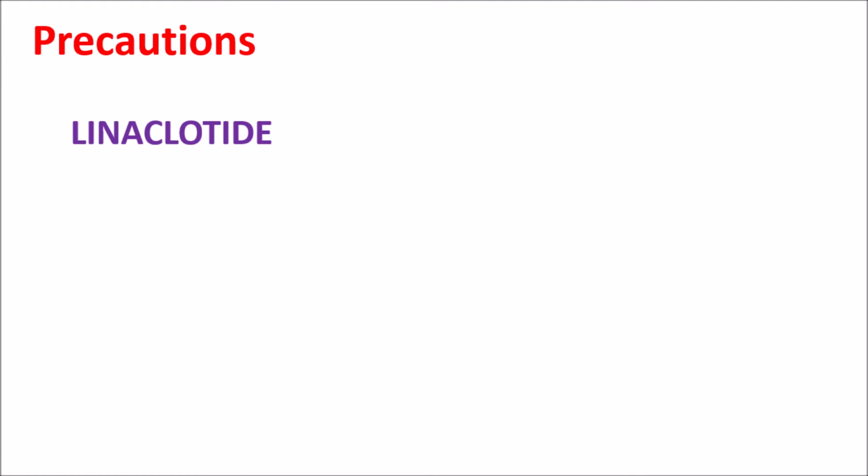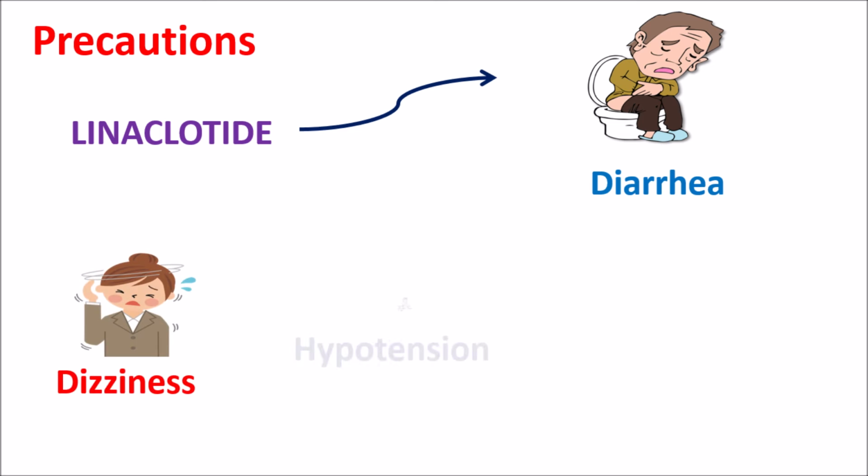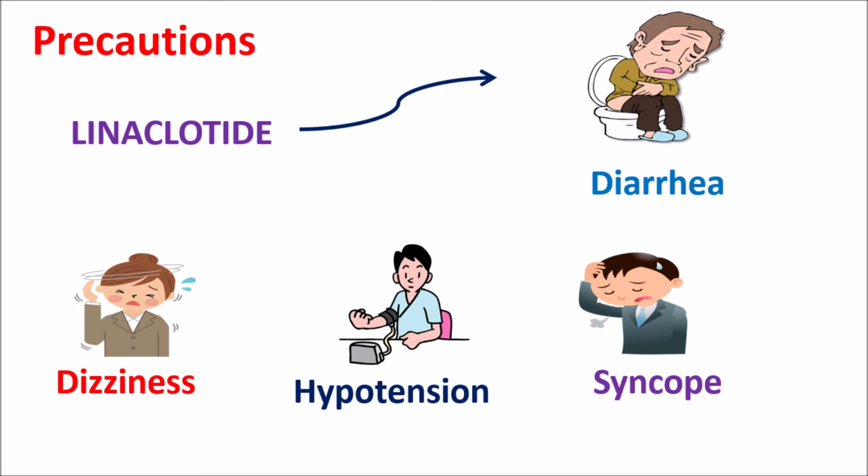One of the important precautions of this linaclotide is that this drug can increase the GI motility, therefore it can produce the condition diarrhea. This is quite common because linaclotide increases the fluid secretion, so it may induce diarrhea in the patients. But sometimes linaclotide can produce severe diarrhea resulting in loss of body fluids that may result in various symptoms like dizziness, hypotension, and even syncope, a fainting sensation, which are fatal to the patient.